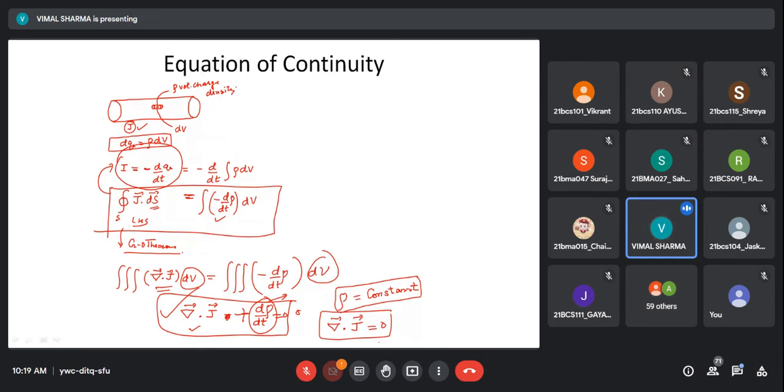So this is the steady case, where whatever is flowing in is flowing out. Then we say that there is no change in rho, and then the divergence of J is 0.